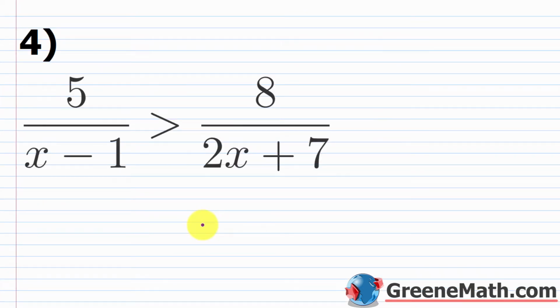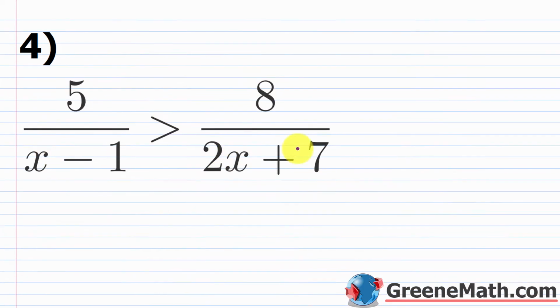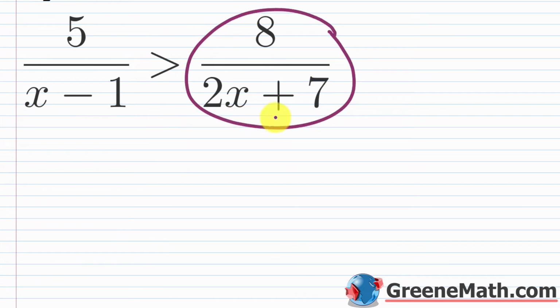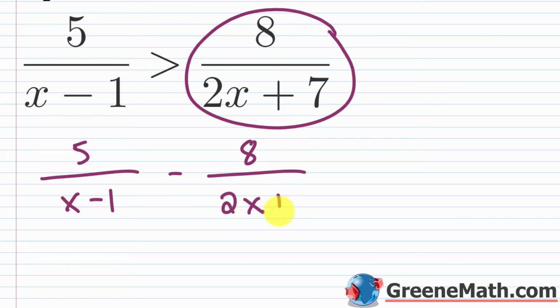All right, let's take a look at problem number 4. So we're going to have 5 over x minus 1. This is greater than 8 over 2x plus 7. Again, the idea is to have a single rational expression on the left, and then your inequality symbol and 0 on the right. So I'm just going to subtract this guy right here away from both sides of the inequality. So this is 5 over x minus 1, then minus this 8 over 2x plus 7, and I'll keep my greater than symbol, and this is going to be a 0 now.